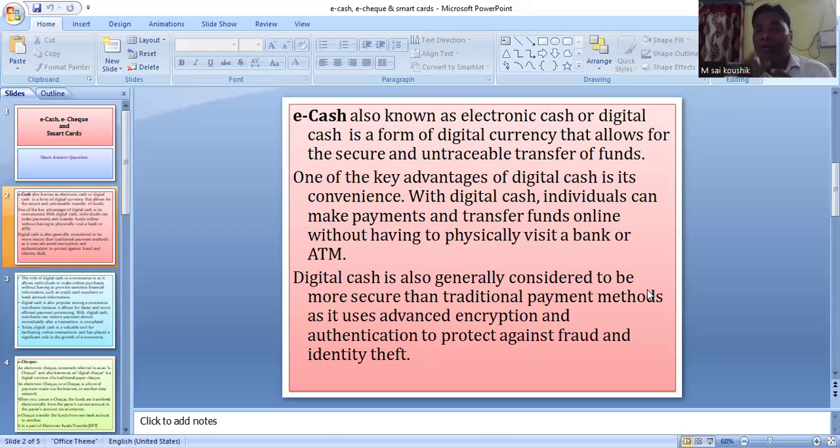It is called convenience. With digital cash, individuals can make payments and transfer funds online without having to physically visit a bank or ATM.